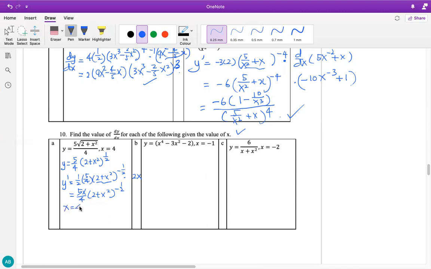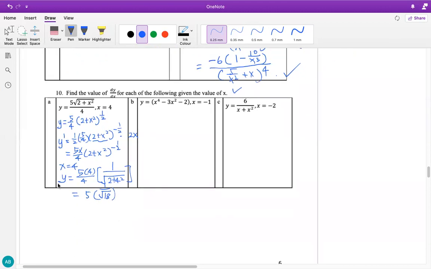When x equals 4, y equals 5 times 4 over 4, then you multiply 1 over the square root of 2 plus 4 squared. So you get 5 times 4 squared, which is 16, 18. So 1 over square root 18. So at the end, you will get 5 square root 18 over 18. This is the answer.